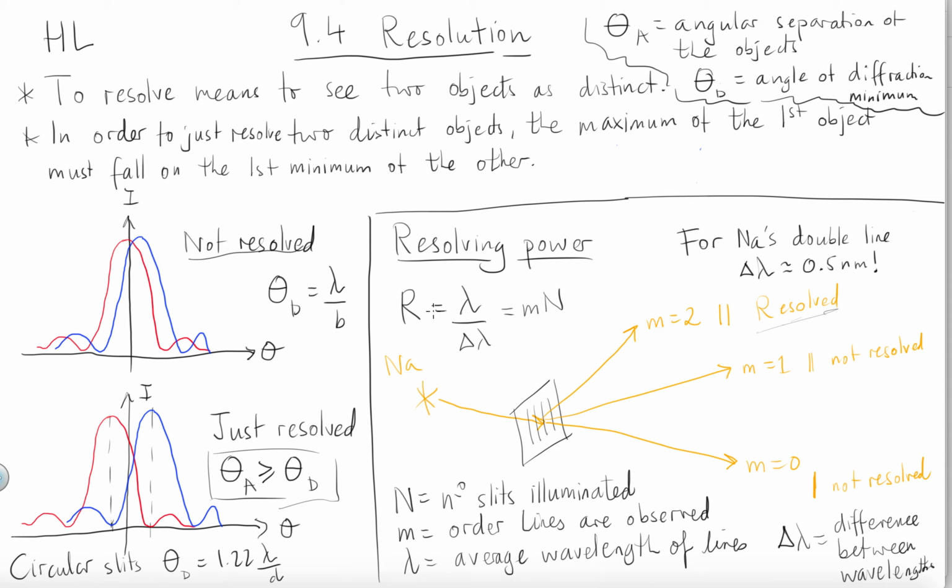And you can use the resolving power formula, R, where R is resolving power, lambda is the average wavelength of the lines, delta lambda is the difference between the wavelengths that you want to observe, m is the order at which you observe them, and big N here is the number of slits being illuminated by the source, not the total number of slits on the diffraction grating, only the number that are illuminated by the beam from the source.